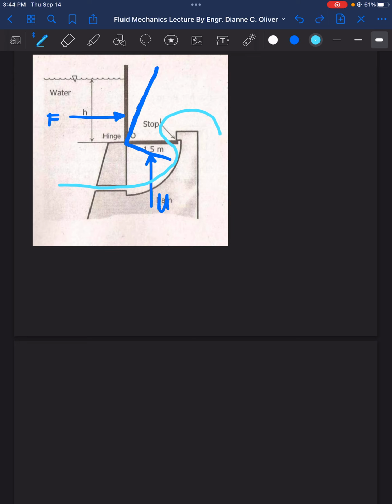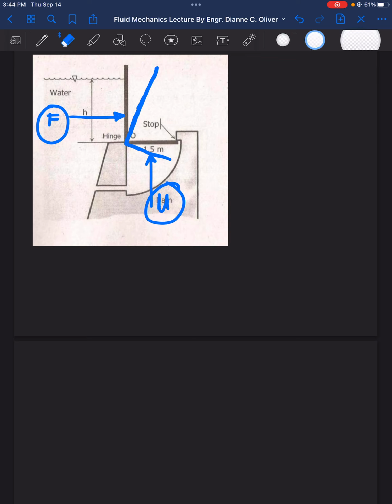Okay. Now if the force U here is stronger than the F here, therefore it will close and stand in this position. So it will stand here in this upright position. Okay. And the stopping force is located here, exerting a downward reaction or force. Okay, so these are the forces that we can see in this structure.